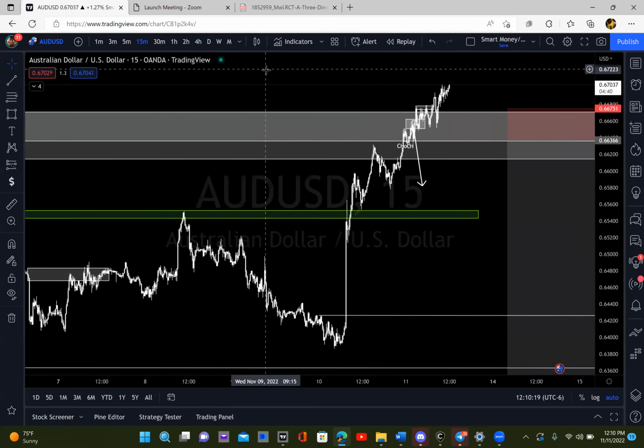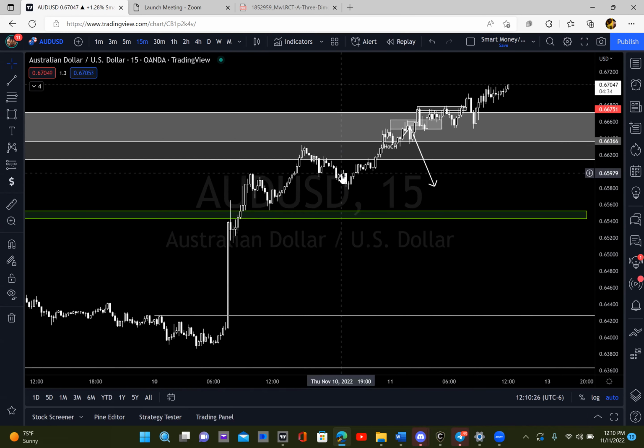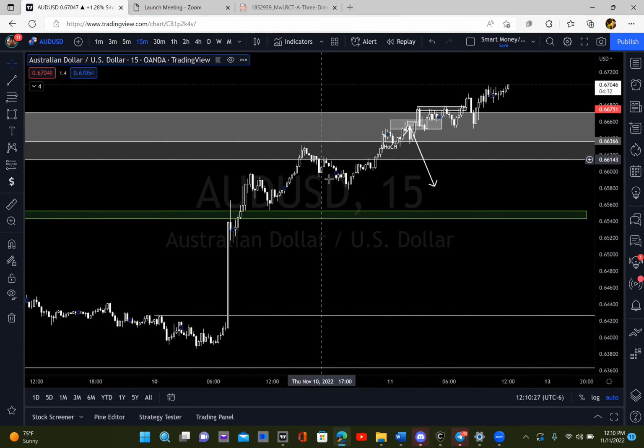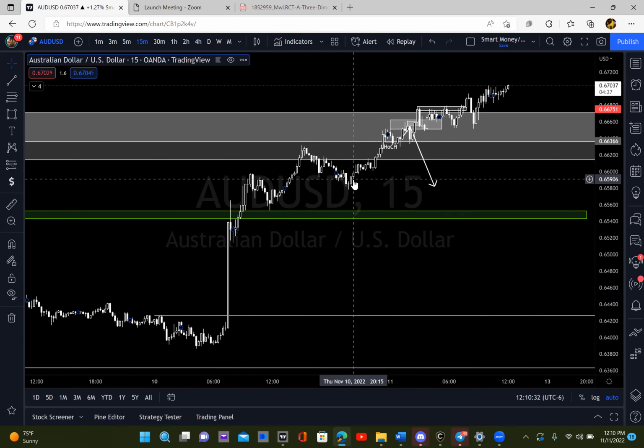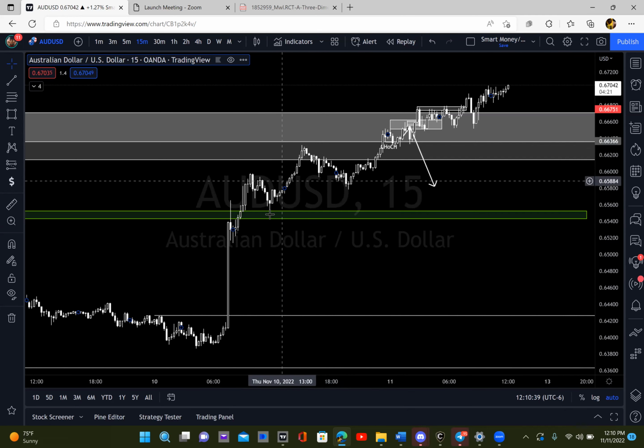And then finally over here, it came back in, but I didn't get in just yet because I didn't get my confirmation. Now, my first confirmation is a change of character, okay? But I didn't get that. It didn't break. This was my low. Once it tapped into the zone, this was my low right here. This was 15 minutes. I didn't get it.